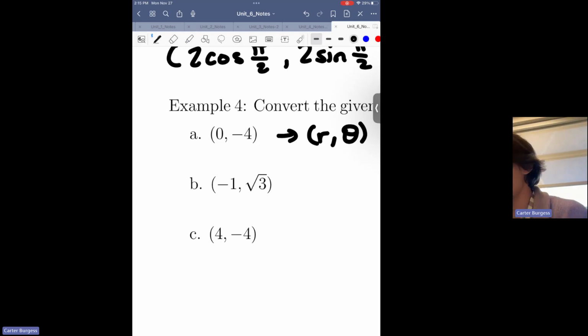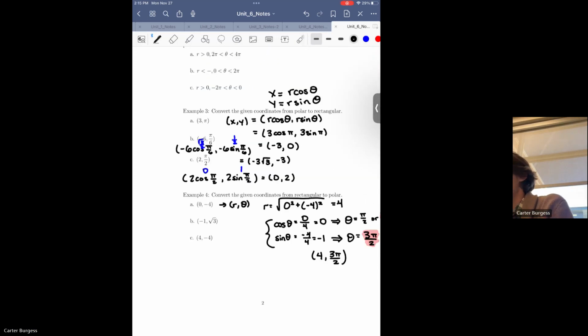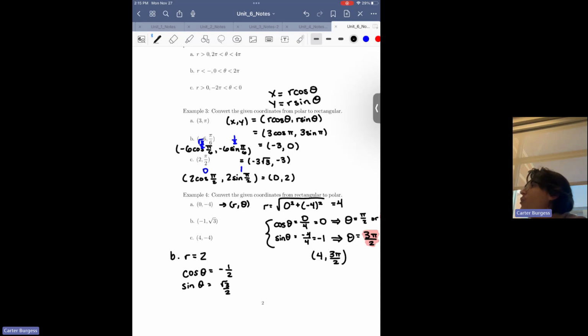All right, let's take a look here. What is the R value that we found for B? R value is 2. Very good. And so the equations that we get: cosine of theta is -1/2, and sine of theta is √3/2. We could, similar to what we did for the first one, find all the thetas and look for the overlap, that's fine. But we could also look at this point. Where does this point live?